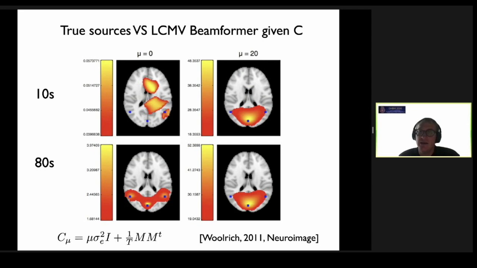Now, if you regularize with a mu equal to 20 on the right side, whether you use 10 seconds or 80 seconds, you have a roughly poor spatial resolution, and you see a big blob inside the brain. But if you have 80 seconds of data and you don't regularize too much, then you have a very clear picture. So what it means is that, depending on whether you use a true empirical estimate of the covariance or regularize it, you get a different picture.